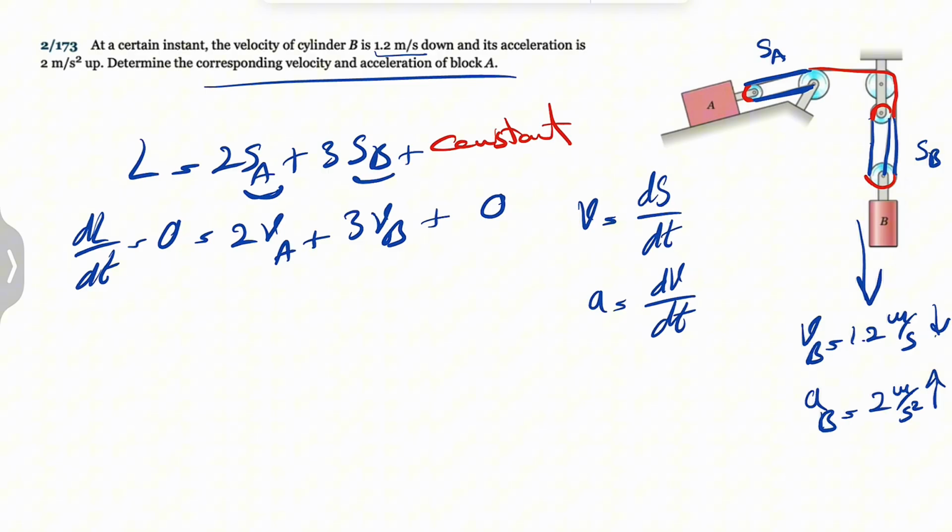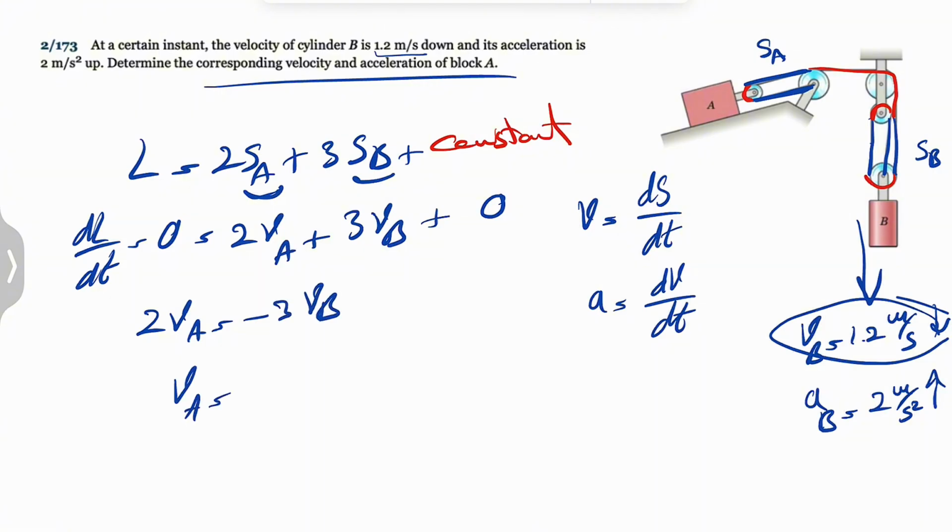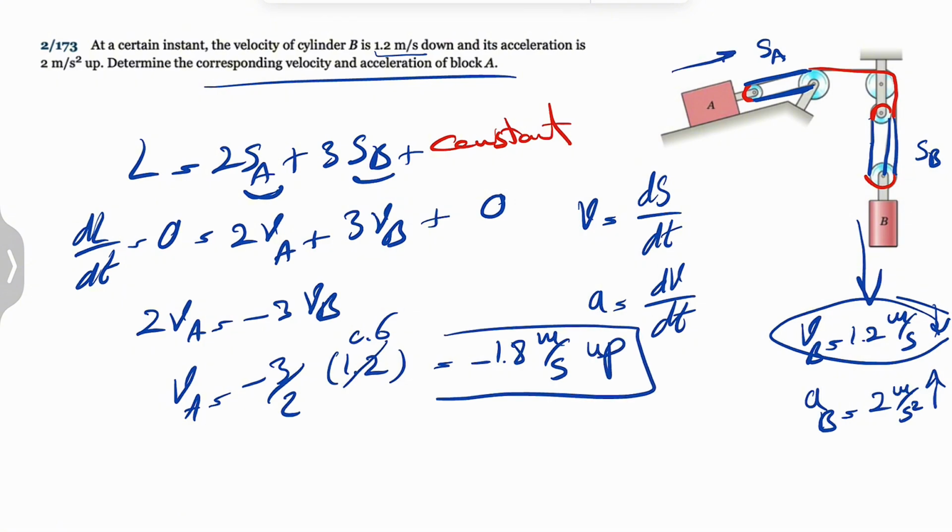From here we can find the velocity of A because we have the velocity of B. So 2VA is going to be negative 3VB, or VA is negative 3 divided by 2 times VB, and VB is 1.2, so this is going to be 0.6. So VA is going to be negative 1.8 meter per second. The negative sign shows that this is actually going up, or moving in this direction.